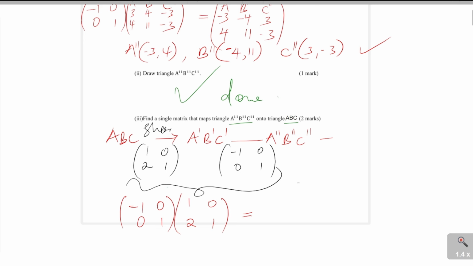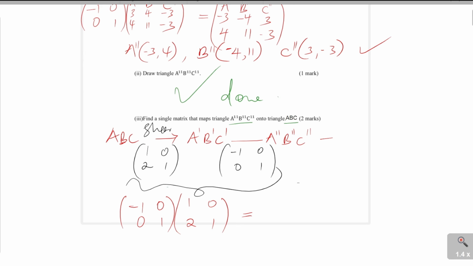Not the other way around, because this is shear followed by the other matrix, the other transformation. So we start with the other, how we go about successive transformation. So shear followed by the other transformation represented by that matrix. So we start with that matrix, then shear follows.